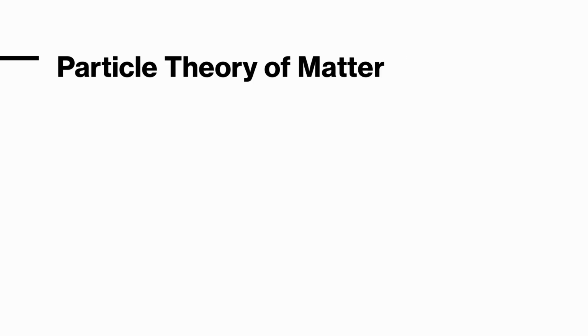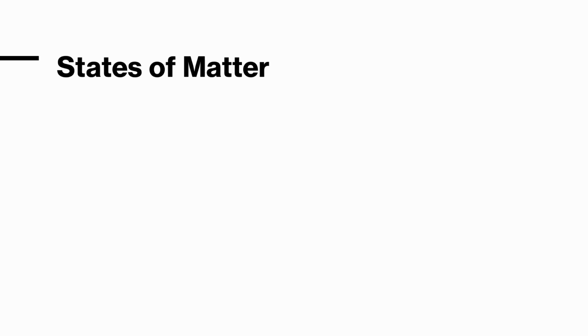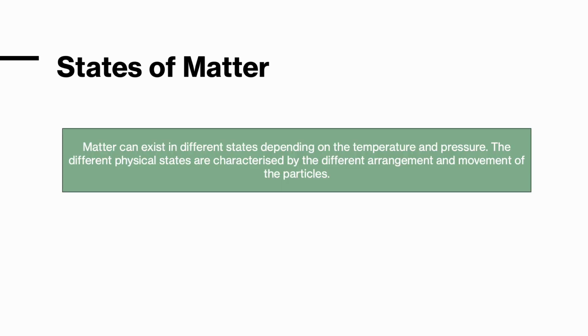So the particle theory of matter states that particles occupy a volume in space, have mass, and are in constant motion. Now, beginning with states of matter: first off, matter is everywhere, everything is made up of matter. Matter can exist in different states depending on the temperature and pressure of the environment. The different physical states are characterized by the different arrangement and movement of the particles. Concerning the IB chemistry course, these are solid, liquid, and gas. It's noteworthy that a fourth state of matter, plasma, also exists, however it is not covered in this curriculum.